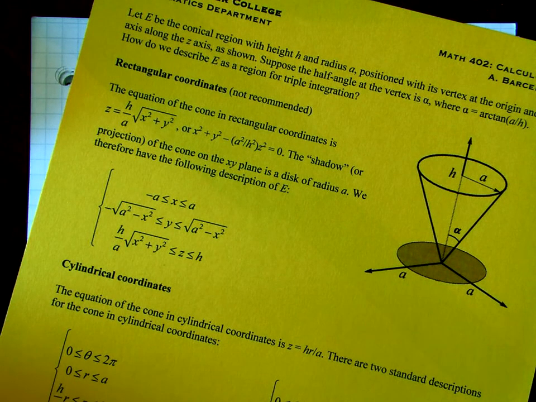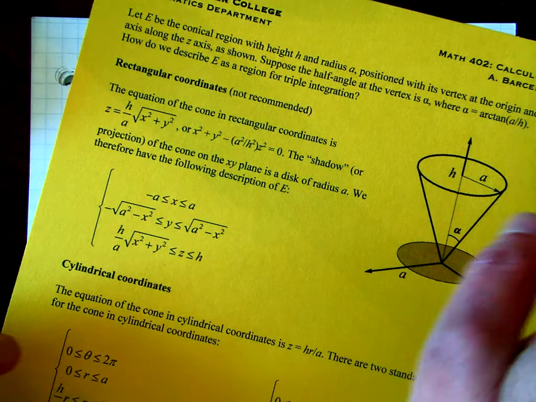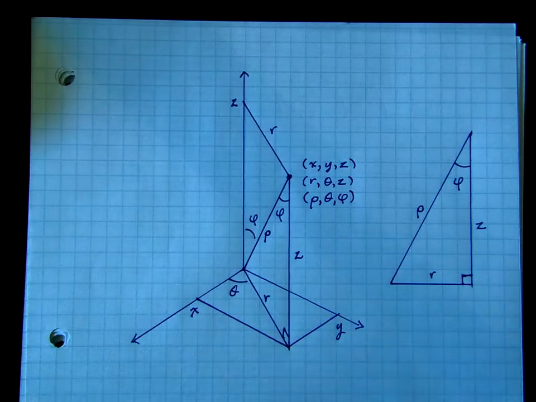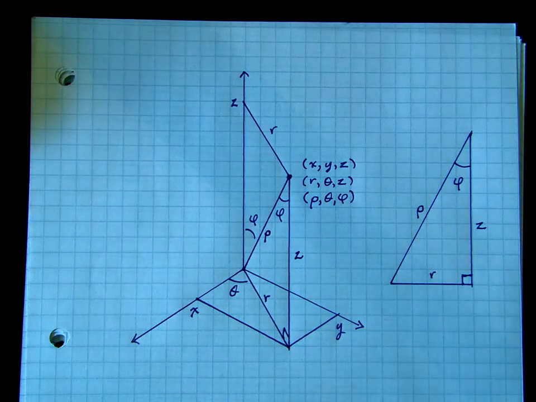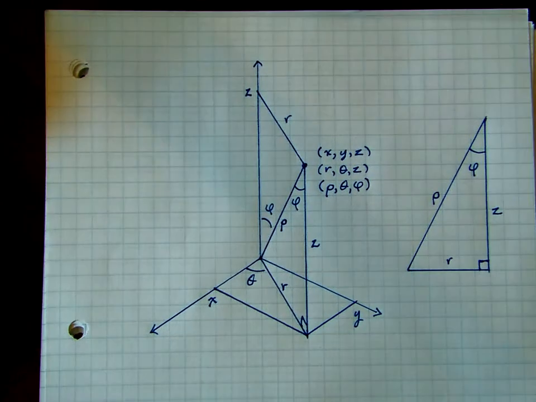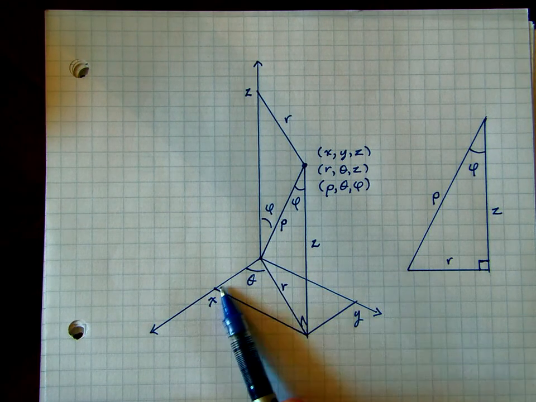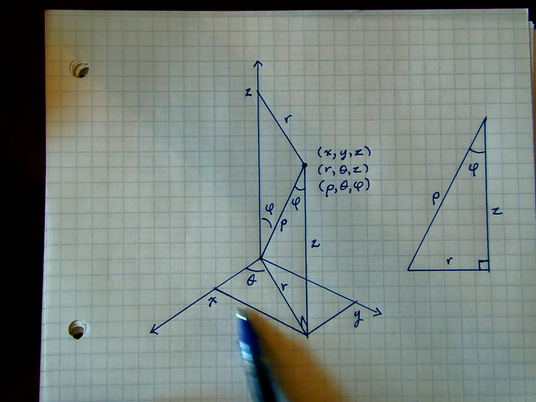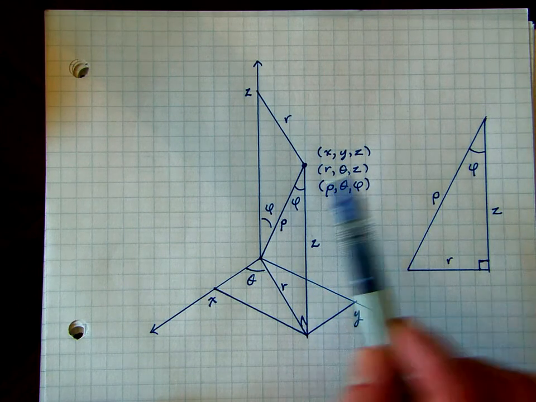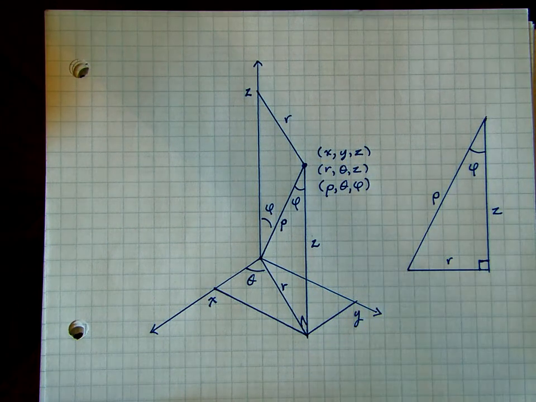Time to do an example in spherical coordinates. But first, let's talk about coordinate systems in general. If you have a nice standard x, y, z three-dimensional coordinate system, and you go over x, and you go over y, and you go up z, you get to the point x, y, z.